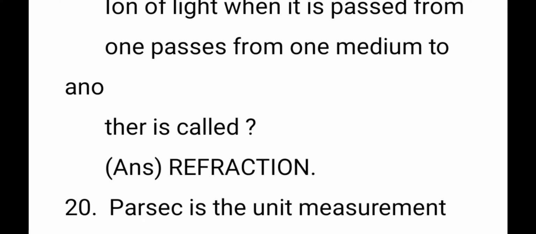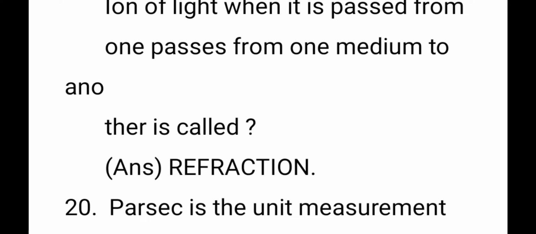When the light ray travels from rarer medium to denser medium, it bends toward the normal or away from the normal. That depends upon the medium. So that is known as refraction.